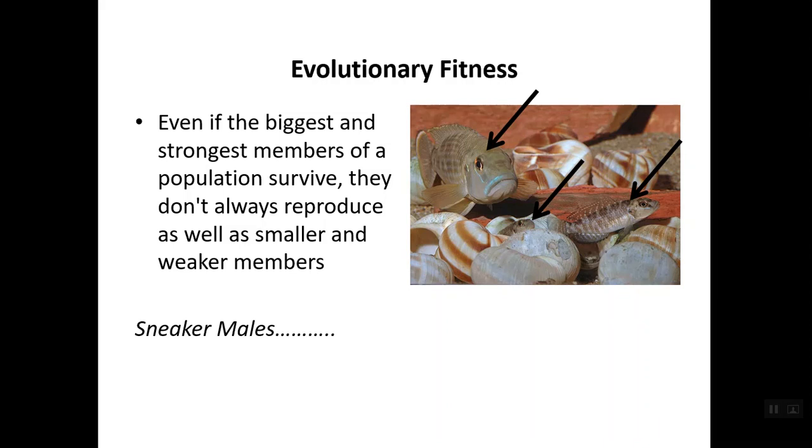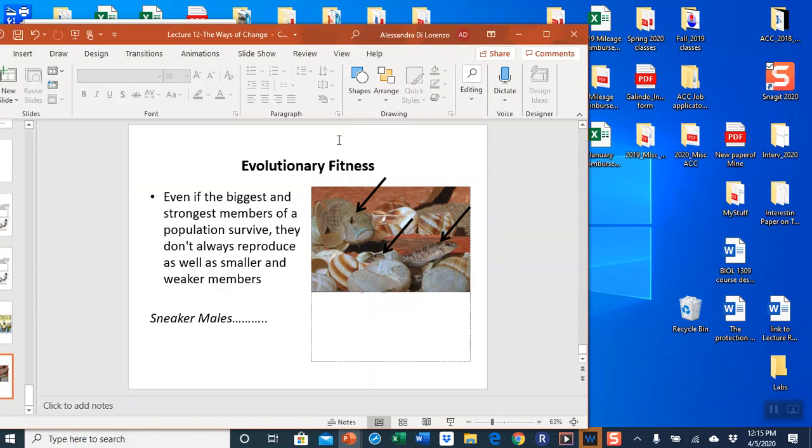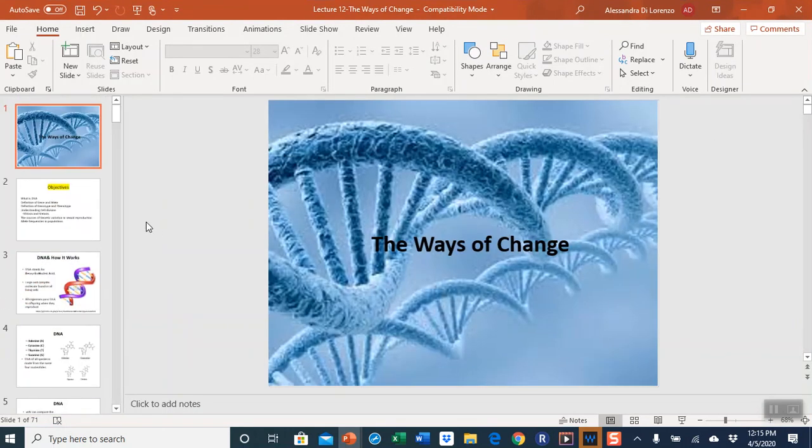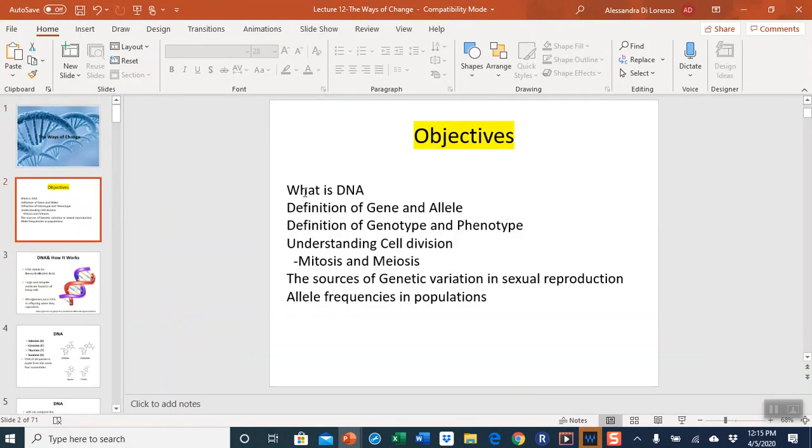All right, so we're done with this, and so again, in this presentation, we talked about all these very important points, which are your objectives, as well as the things that you need to know and understand from this lecture.